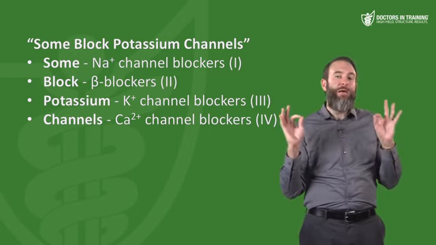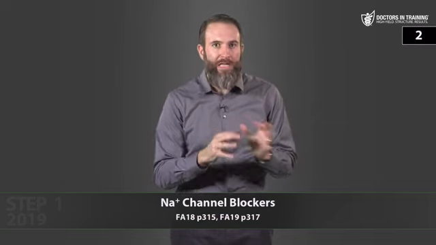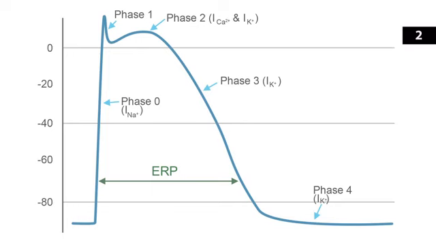So let's go through these by class. So first we have the sodium channel blockers. So all class 1 drugs are going to decrease the slope of phase 0. And by decreasing the slope of phase 0, you are elongating the effective refractory period. Now what happened at phase 0 in the myocyte? Well, in myocytes, phase 0 was when sodium channels opened, which caused that depolarization. Okay, so that's how these sodium channel blockers work.